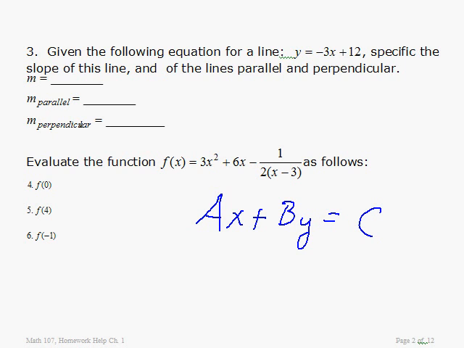Right. There's another way of expressing a line, which is what you're given here, and that's y equals mx plus b. Right. What does m mean?